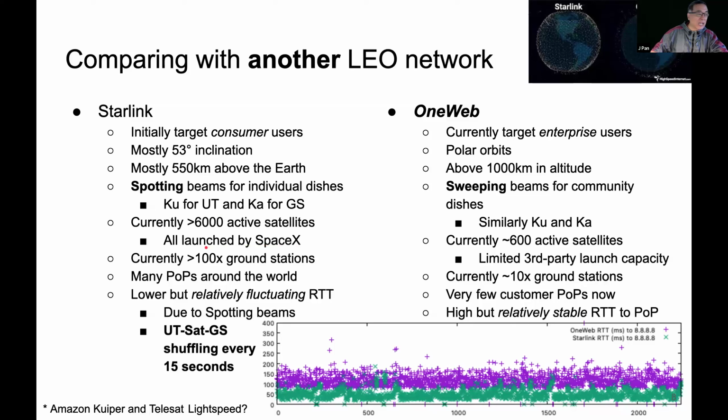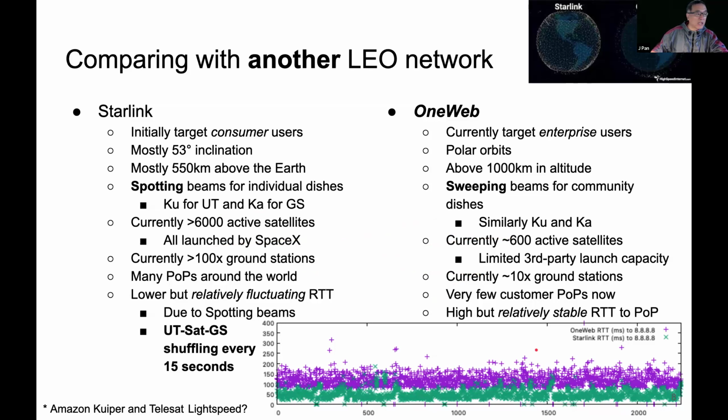By now, Starlink has more than 6,000 satellites actively running and providing service, but OneWeb only has one-tenth of that. It's only about 600 of them. And most importantly, Starlink has much more sophisticated ground infrastructure already, more than 200 ground stations. But for OneWeb, it's only about 10. So this is the performance behavior of Starlink, in the green cross, versus the OneWeb behavior, the plus line here.